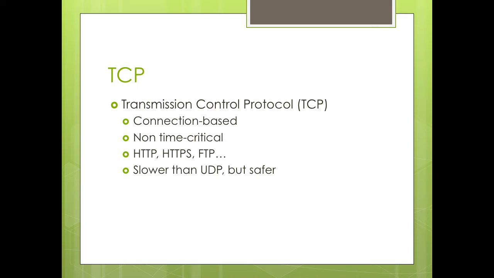Transmission Control Protocol, or TCP, is probably the most well-known networking protocol in the world. When you connect to the internet with a browser, you're generally using TCP. It's connection-based, which means that there needs to be an active connection for it to work. It's slower than UDP since it reorders the packets it sends and does error checking. HTTP, HTTPS, and FTP are some examples of connections that use TCP protocol.